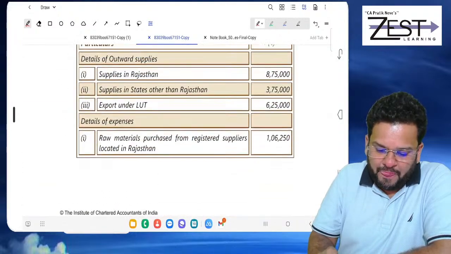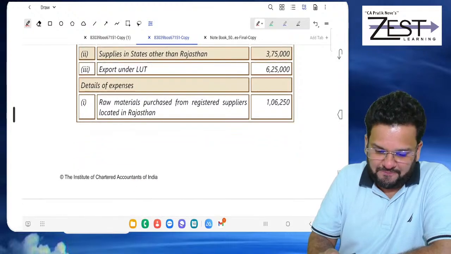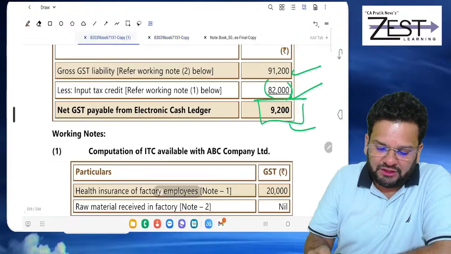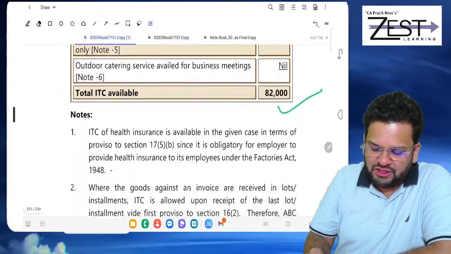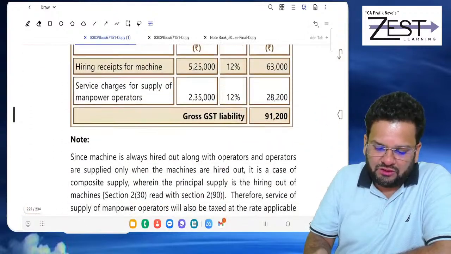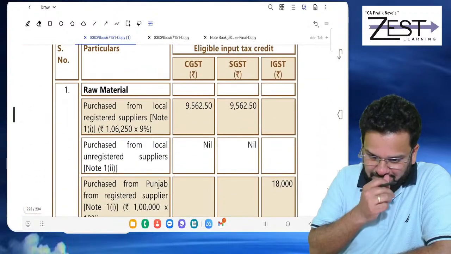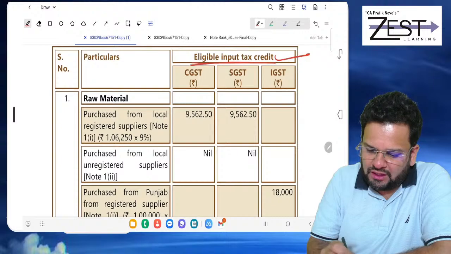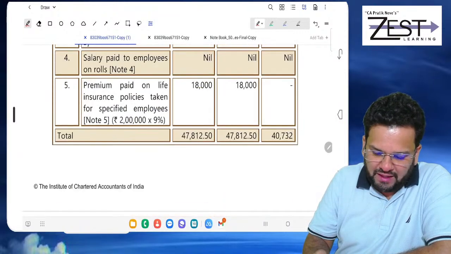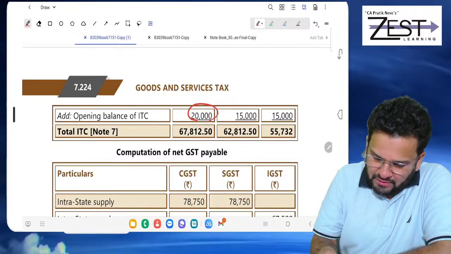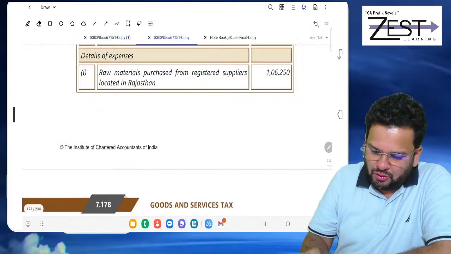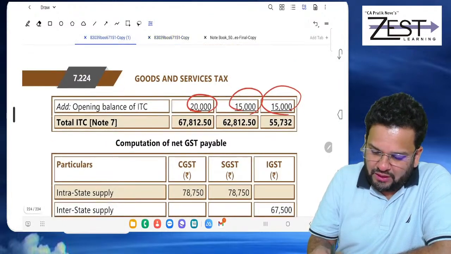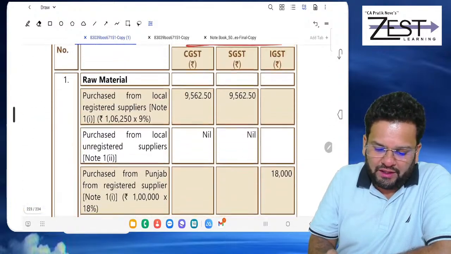Let's start. First, focus on expenses. You can directly go ahead and do computation of ITC particulars, CGST, SGST, IGST. Start with opening balance. Check. See this. Eligible ITC. We have done this working. I would say start with this opening balance. 2015 and 2015 and 15. Check. 2015 and 15. Now go ahead step by step.